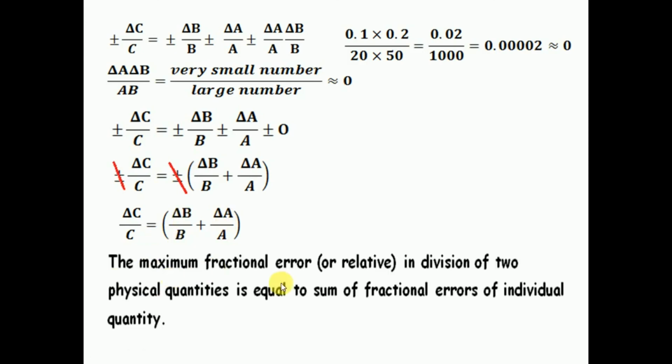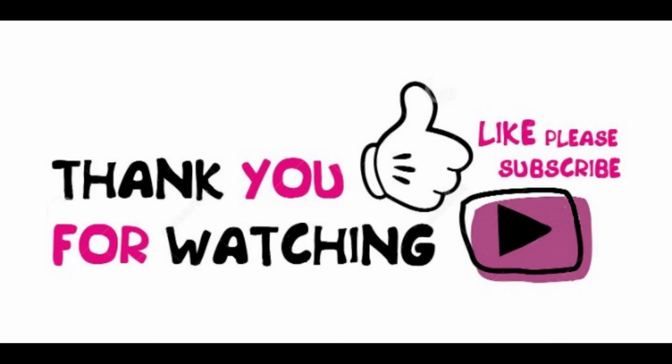So the maximum fractional or relative error in the division of two physical quantities is equal to the sum of the fractional errors of the individual quantities. So in both division and multiplication, the fractional errors get added. We'll solve some questions on this error propagation in multiplication and division in the next video.